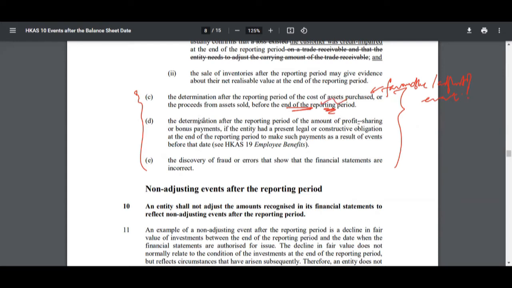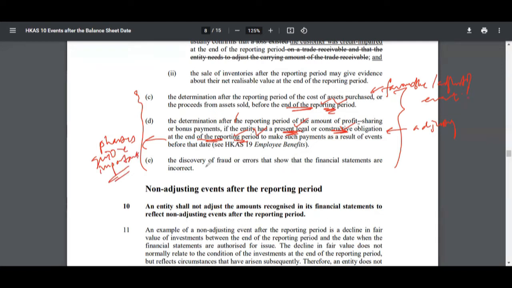Then you have point D, the determination after the reporting period of the amount of profit sharing or bonus payments, right? So your company pays bonuses, there are profit sharing schemes, and there was a present or legal obligation at the end of the reporting period. These payments were made after the reporting period, but still they are adjusting events because the present and legal obligation existed at the end of the reporting period. So these phrases here are quite important.